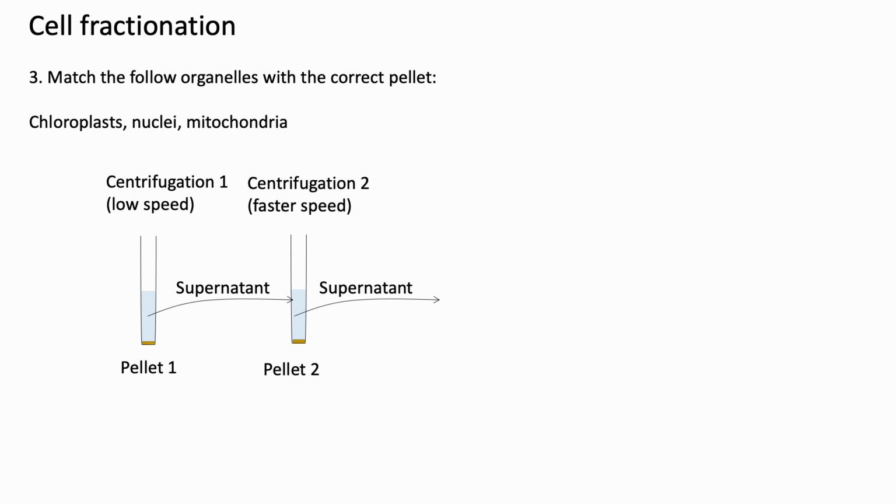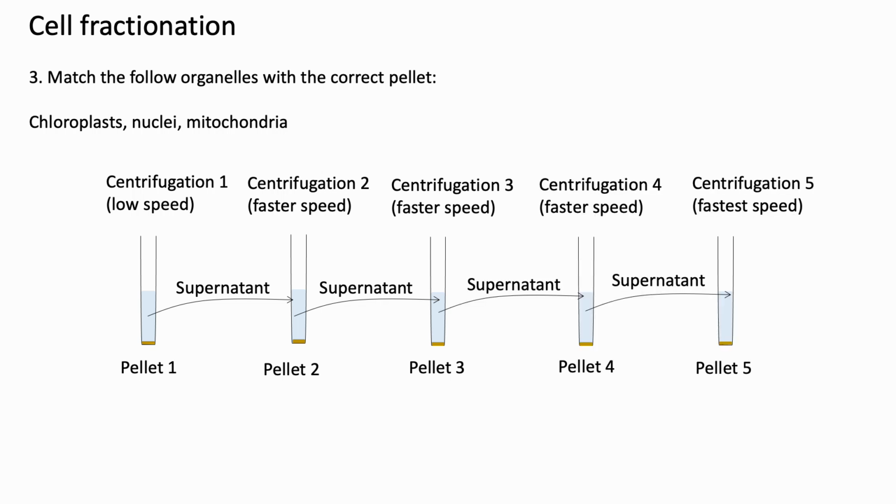We would then take the supernatant of that, we would put that into a new tube and centrifuge that again at an even faster speed. That would get our next organelle. That would be the mitochondria. And then we could actually do that again. We could take the supernatant and we could repeat and repeat.